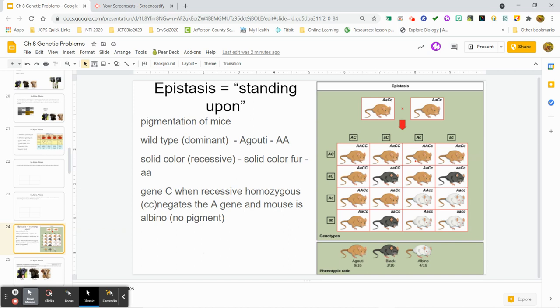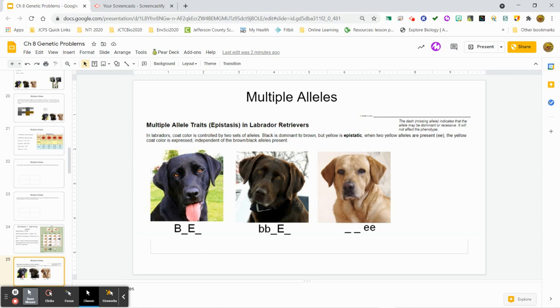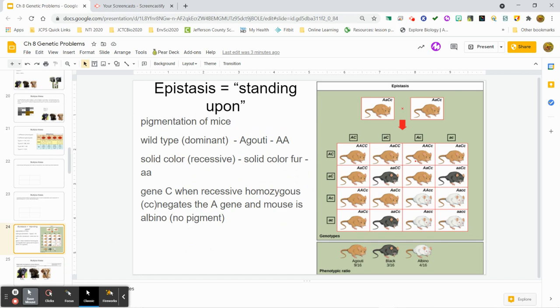Okay, so I just showed you one example of epistasis, and that was the idea that this yellow lab, if this is double recessive, it sort of overtakes whatever allele is here at the B gene. And that's what this is also showing you here in pigmentation of mice. So the wild type is agouti, so that's AA. This is this tan color here. And the recessive color, little a, is black.